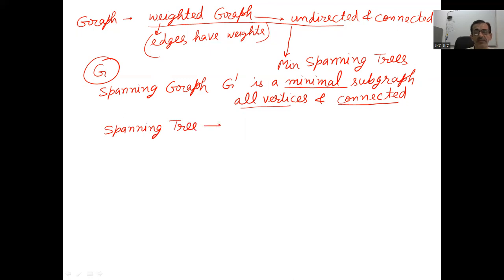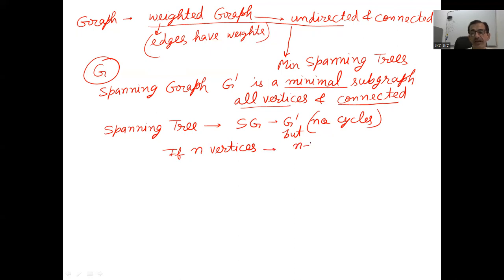And a spanning tree means the spanning graph G dash should have no cycles. Effectively meaning that it will have precisely, if there are n vertices, then for making it a connected and minimal tree, it will exactly require n minus 1 edges. I can easily say why.